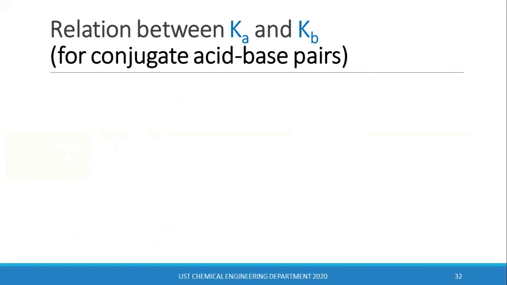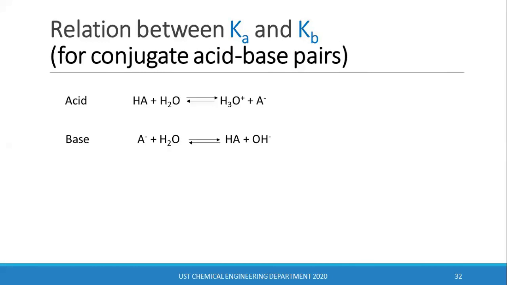Let us try to look if there is a relationship between Ka and Kb for conjugate acid-base pairs. Take note, we are only talking about conjugate pairs here. If you can recall from our previous slides, conjugate pairs have almost the same chemical formula. Yung H lang ang pinagkaiba. Solving for Ka of the acid reaction, we will get the following expression. Solving for Kb of the base reaction, we will get the following expression.